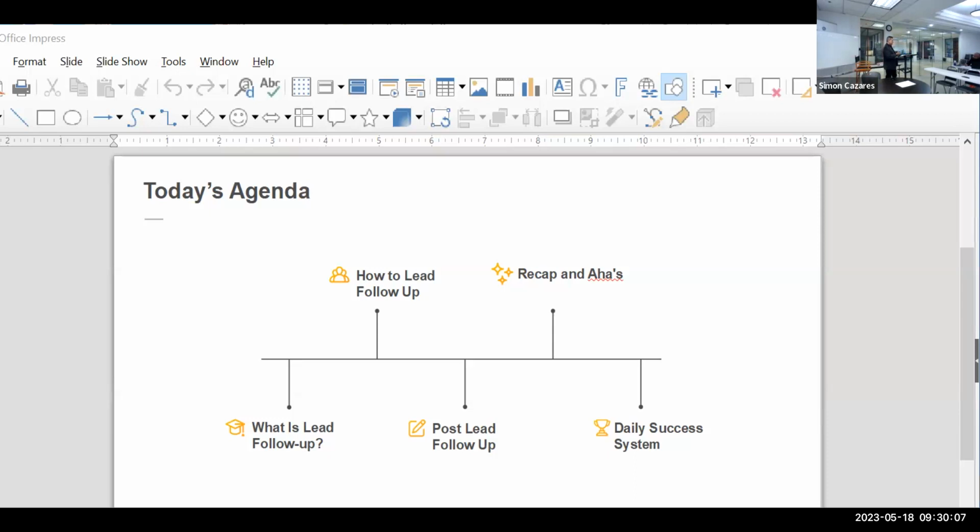B should be people that have bought with you in the last 24 months, or people that you know are going to buy down the line. And C should be everybody else. You don't know when they're going to buy, but you have their information and you're actually going to be in contact with them.